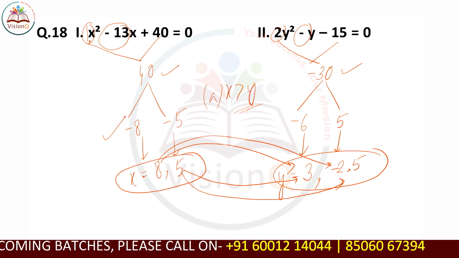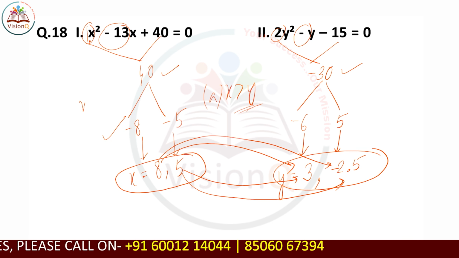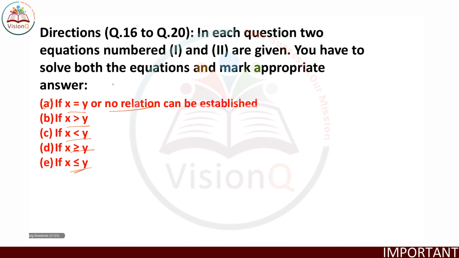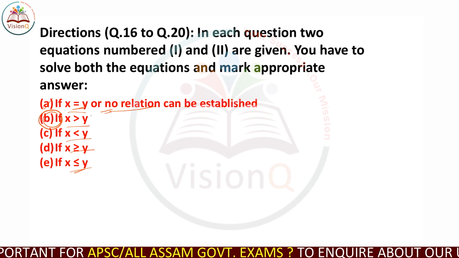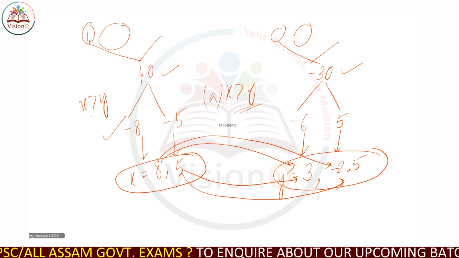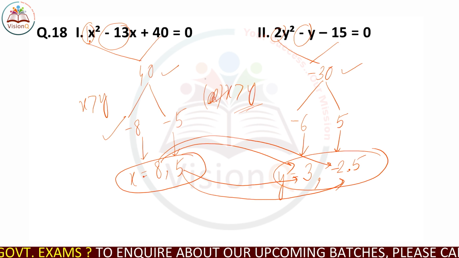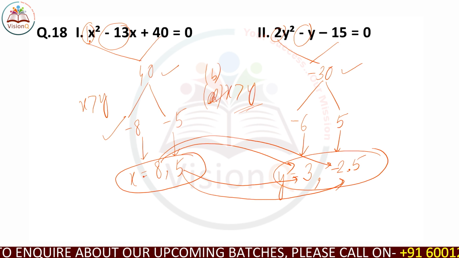Okay, the answer to this question is x is greater than y. If I see the options here, the answer will be option B. Not A, because A was what? x equal to y or no relation. So x is greater than y. The answer is option B, not option A.